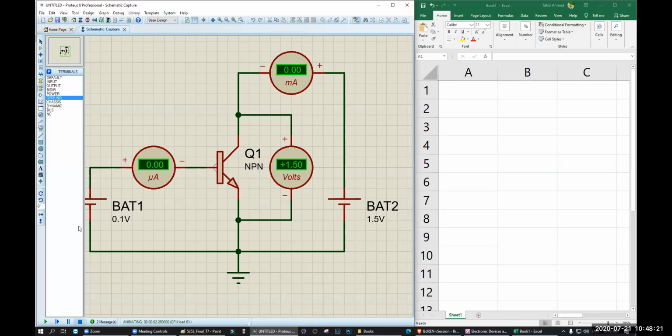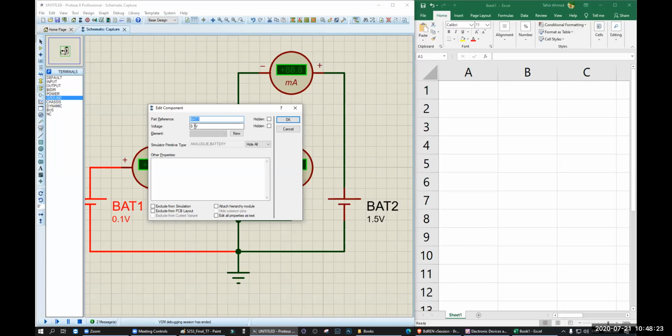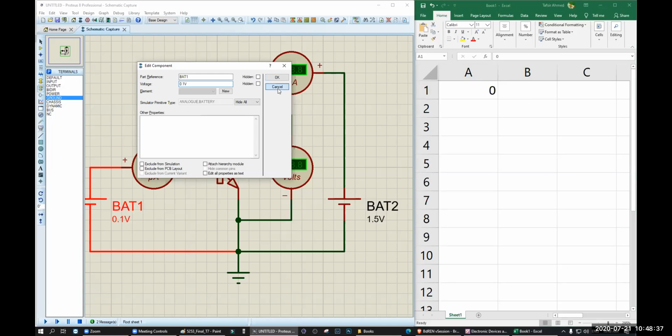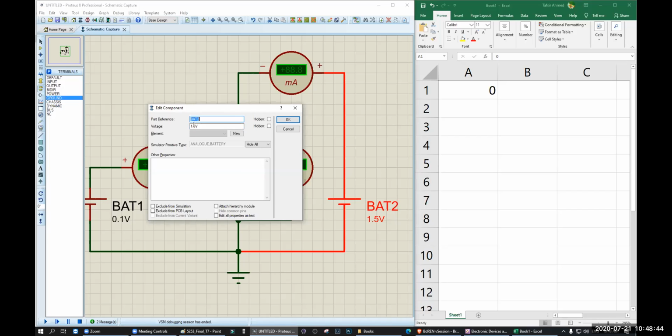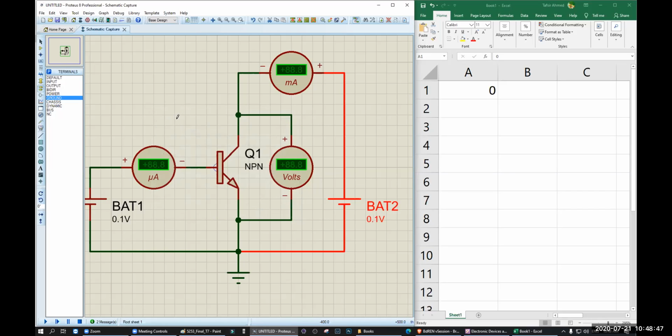Nothing, no current. So for 0.1 volt, that means zero, that is for IB, your VCE, let's check. Let's make it also 0.1. That means zero actually. For zero, your voltage is zero, your currents are zero, right? Okay, wait a second.